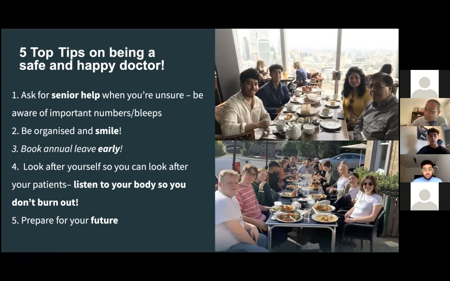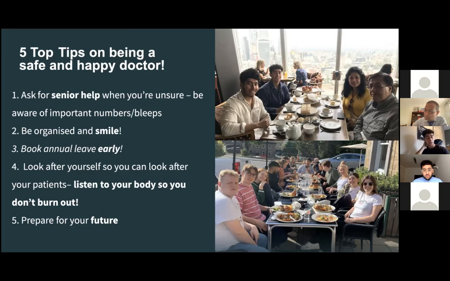If you look at the next slide, number four, you need to look after yourself so you can look after patients, which is really important. Burning out is definitely a well-known fact in the NHS. It's important to take the correct time off so you can unwind and relax. It's a stressful job, but if you get good at managing the stress, then you become a better doctor.